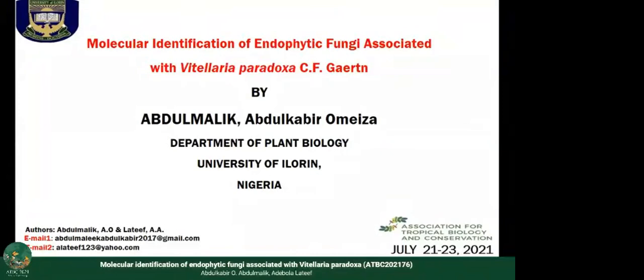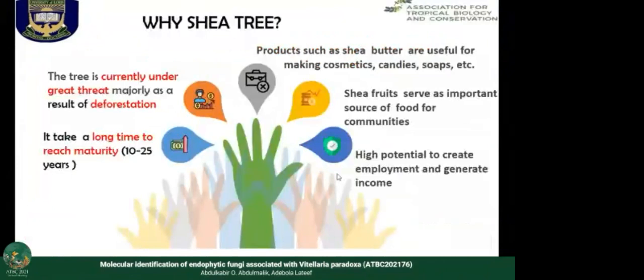The first thing that comes to mind is why Vitellaria paradoxa, right? Why shea tree? Well, shea tree, as it's commonly called, is a highly valued economic plant whose products such as shea butter are useful for making cosmetics, candies, soaps, etc. The shea fruits are an important source of food for local communities, and it's been indicated to have high potential to create employment and generate income.